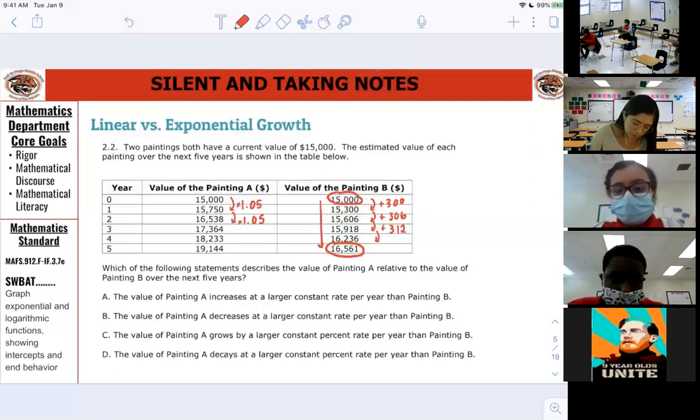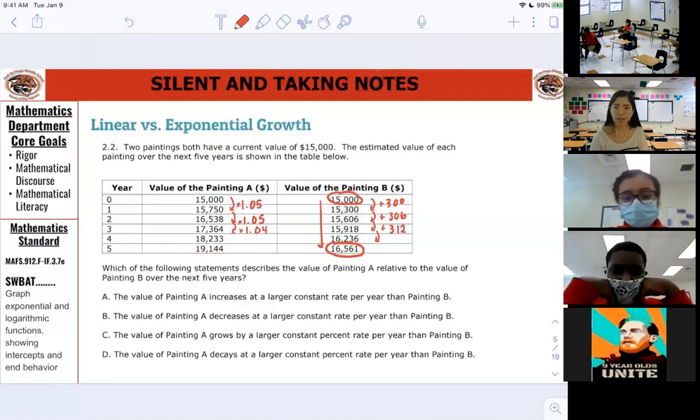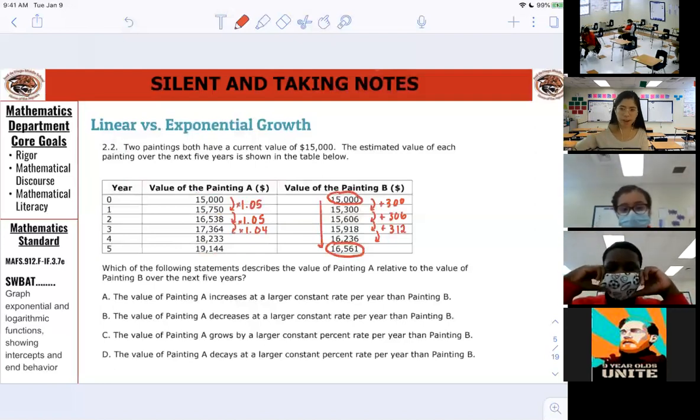And then the next one is 1.04-ish. Okay. So again, it's a real world scenario, so it's not going to be perfect, but pretty much the pattern is multiplying, not adding. So just like Jalen said, we're adding or multiplying by the same amount. So is this going to be linear or exponential?